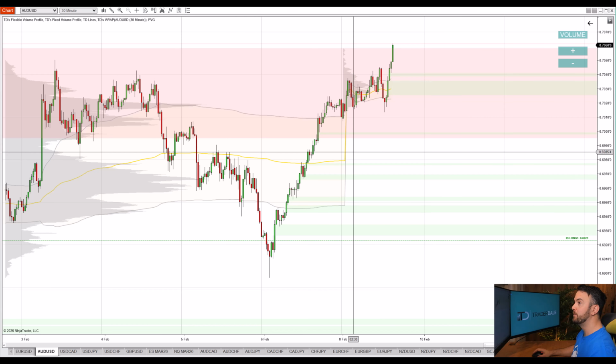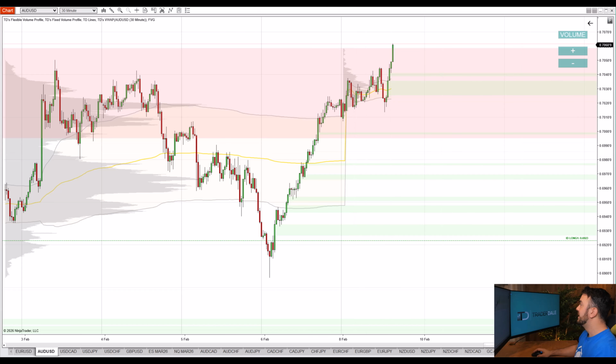What you see before you, this is the 30-minute chart of the Australian dollar US dollar. The platform is NinjaTrader 8. And the indicators are my custom-made volume profile and VWAP indicators. So what you can see here on the Australian dollar US dollar chart, I would say the most prominent thing on this chart is this strong rejection of lower prices.